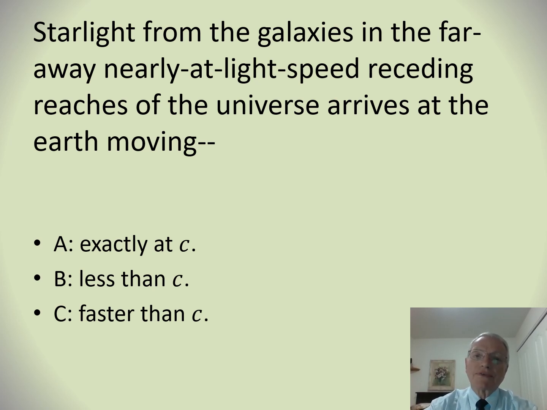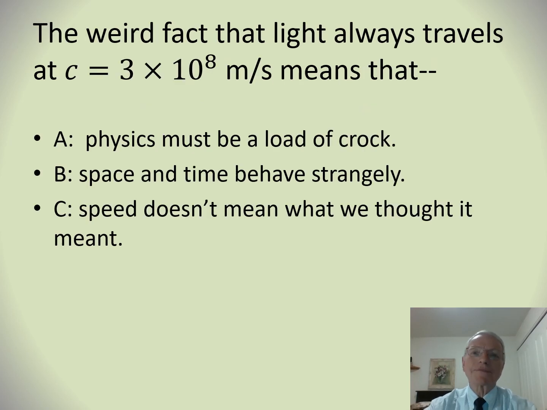Distant galaxies are observed to be moving away from us at very high speeds, nearly the speed of light. When light from the stars in these distant galaxies, which are going away from us really fast, arrives at us, we see these light waves moving at what speed? Yes, exactly at c. That's the mystery of relativity. The weird fact that light always travels at 3 times 10 to the 8 meters per second means that, and the answer is B, space and time behave strangely.